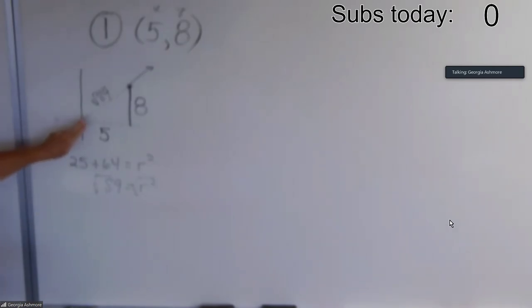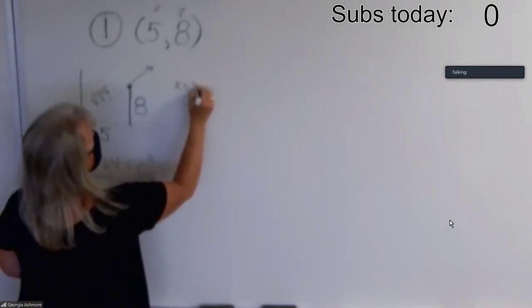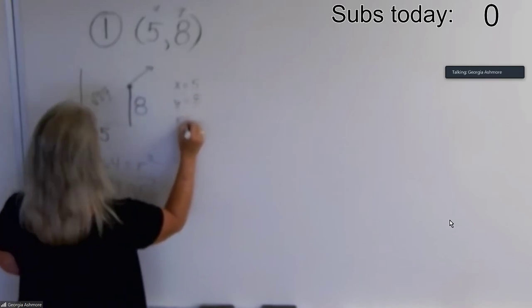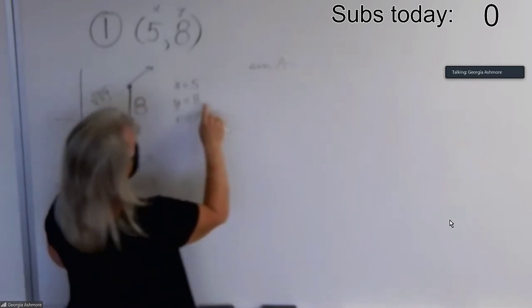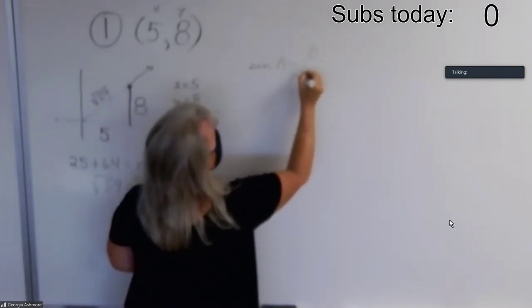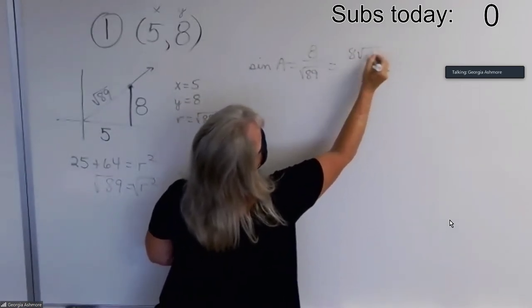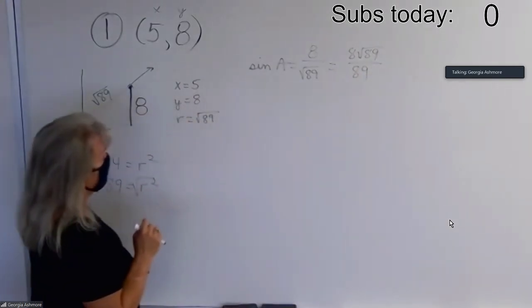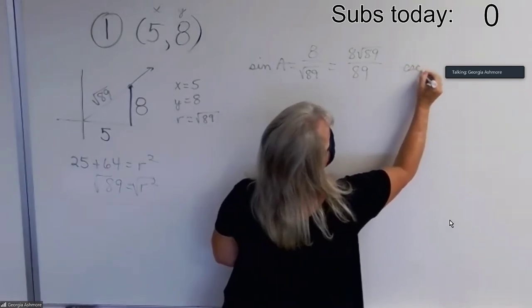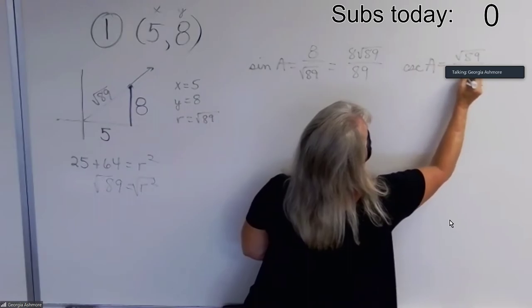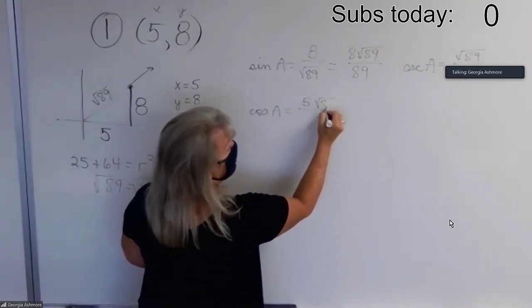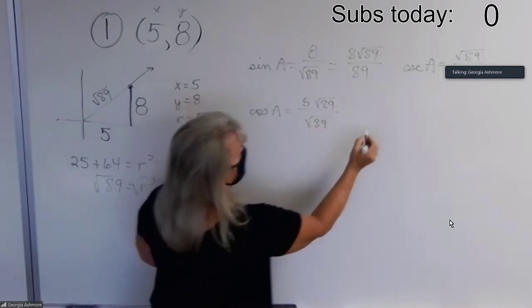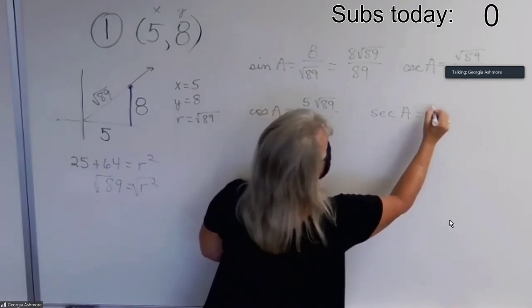Okay. And you are in the first quadrant, so your X is positive, your Y is positive, and your R is always positive. So now that you know what your X, your Y, and your R is, you can go through and do your six trig functions. The sine of that angle would be 8 over the square root of 89, which rationalizes to 8 square root of 89 over 89. And then the cosecant is the reciprocal. All right, cosine, X over R, 5 over the square root of 89, and then rationalize it. Secant, reciprocal.